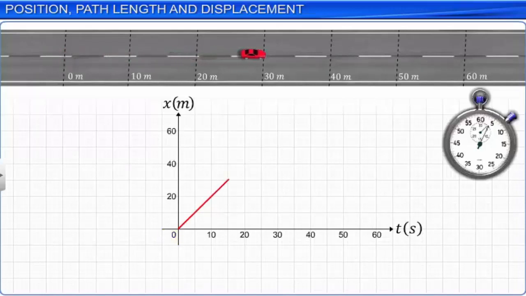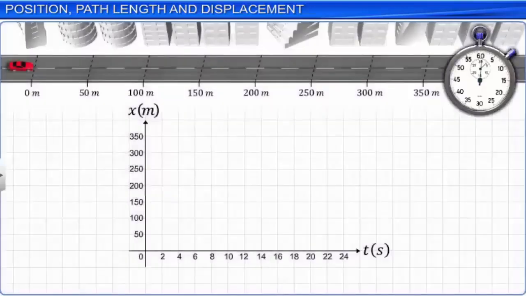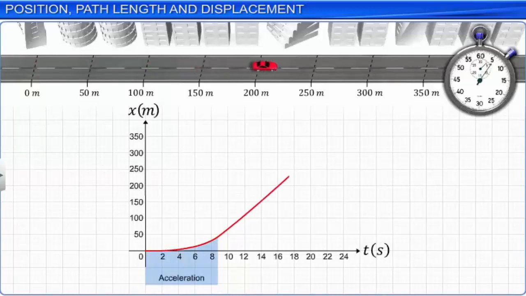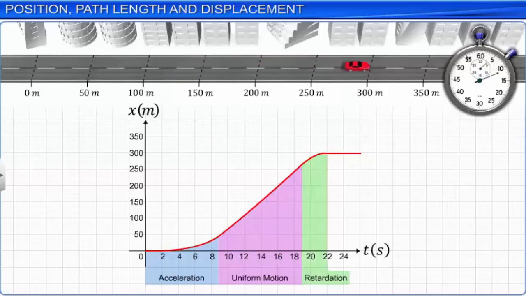When a body covers equal distances in equal intervals of time along a straight line, it is said to be in uniform motion. Case 3. If the car starts from the position of rest, picks up speed and moves with uniform speed for some time, later the brakes are applied and its speed gradually decreases, and the car finally comes to rest, this graphical representation shows all the 3 types of motion. That is, acceleration, uniform motion, retardation, and back to rest.